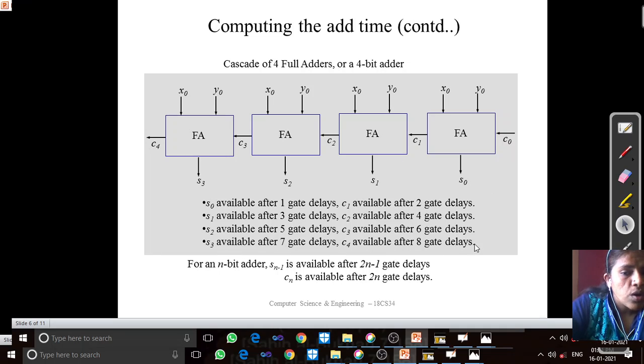So after this, all of this you can observe, we are able to devise a general equation in order to evaluate the gate delays in the n-bit ripple carry adder. Let us see it on the board.